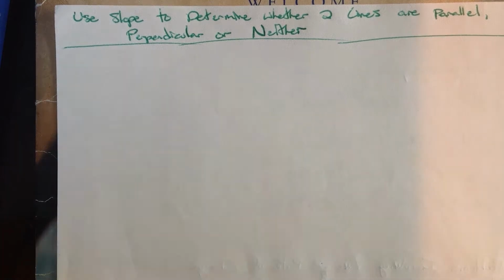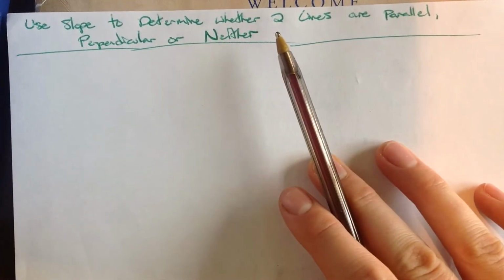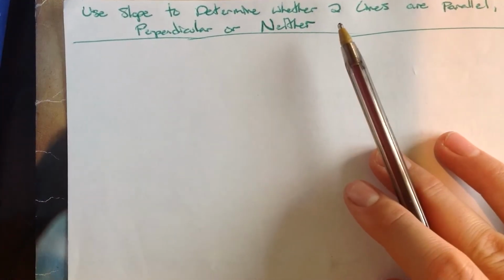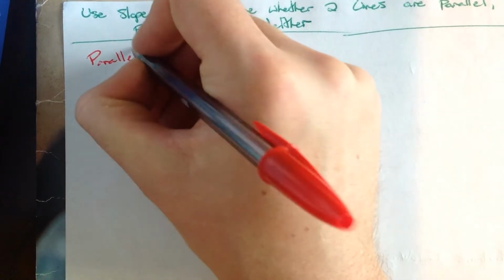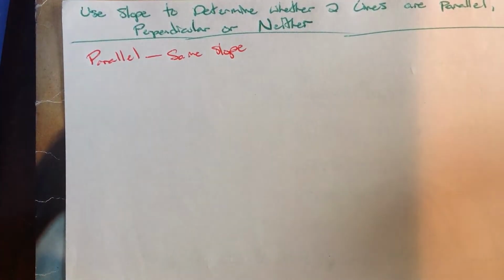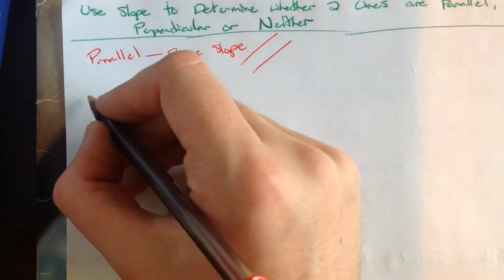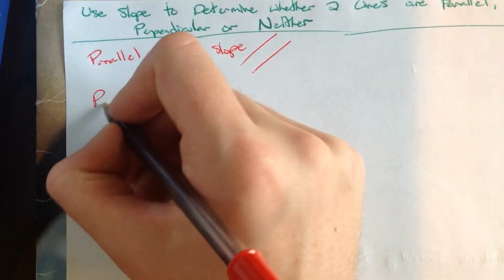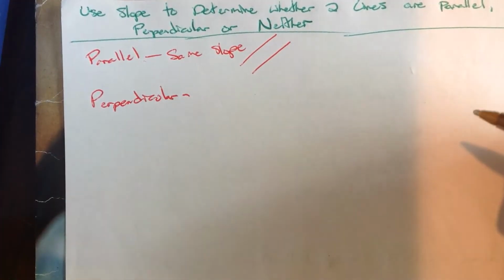We're going to work through 3 examples on how we can use slope to determine whether 2 lines are parallel, perpendicular, or neither. So first off, for something to be parallel, it has to have the same slope, the same change. If we think about this, 2 lines have to be changing at the same rate for them never to cross, or what it means to be parallel. To be perpendicular, you form a 90-degree angle or they intersect.